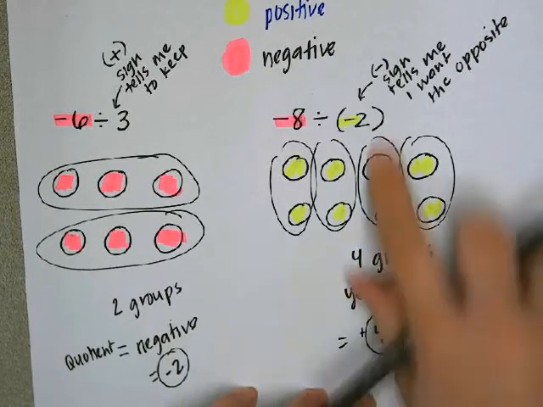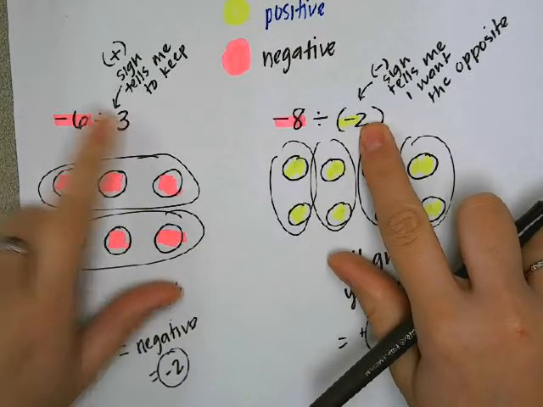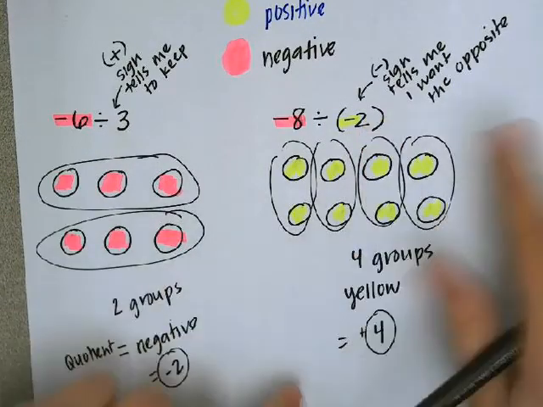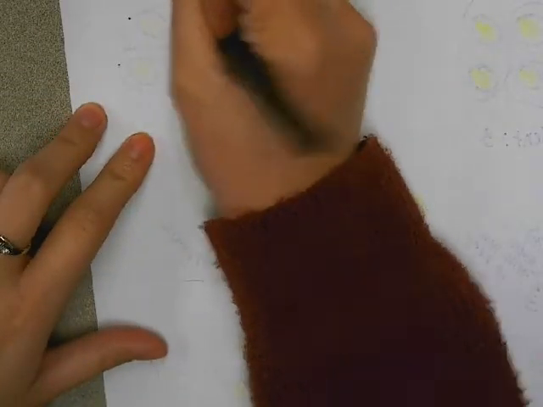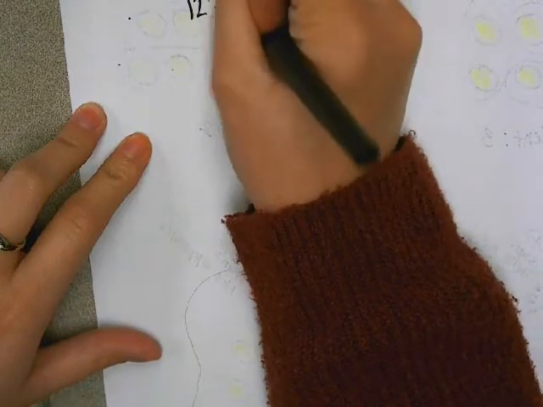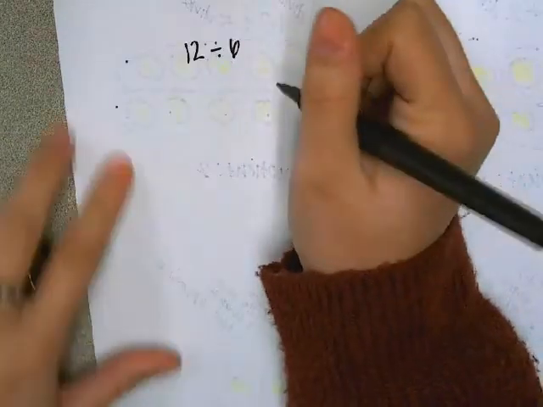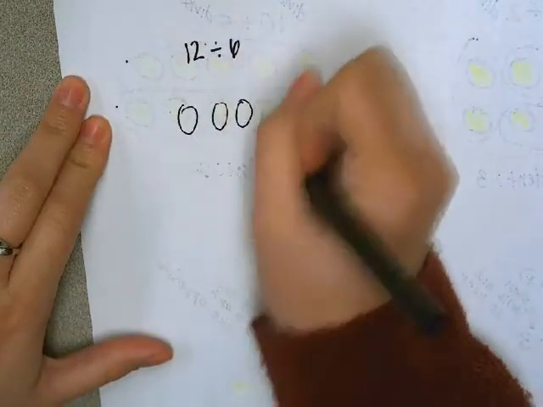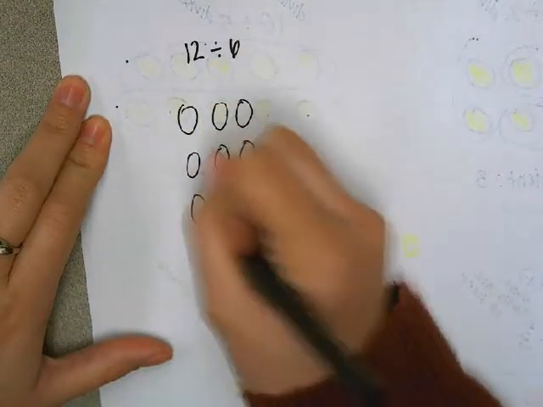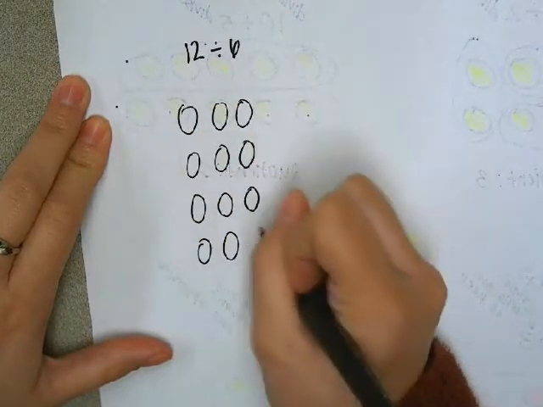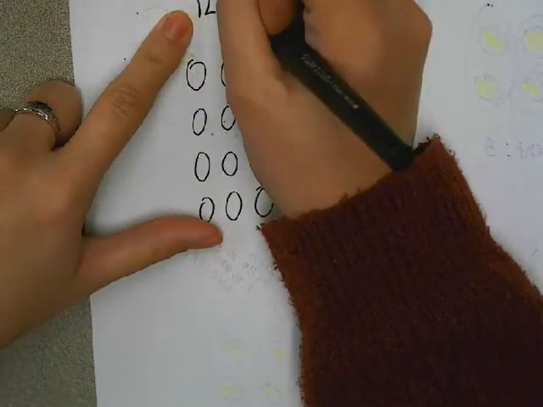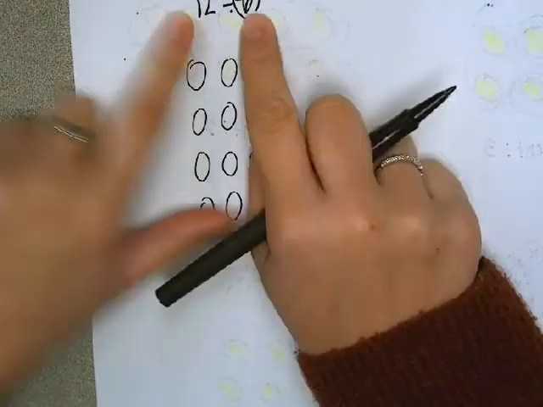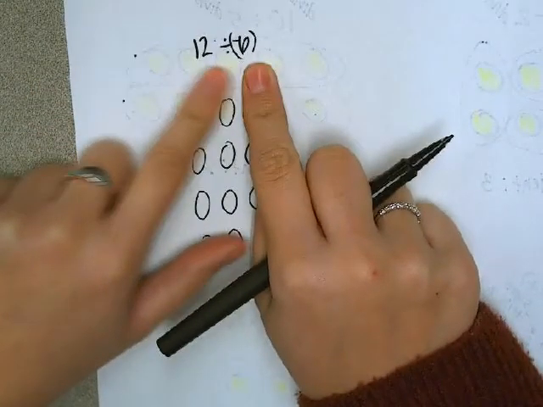Okay, so the divisor is telling me whether I'm going to keep the color or change it. If we want to do another example, I can do 12 divided by 6. 1, 2, 3, 4, 5, 6, 7, 8, 9, 10, 11, 12. There's my 12 circles. Let's change this divisor to a -6. Sorry, you can't see it.